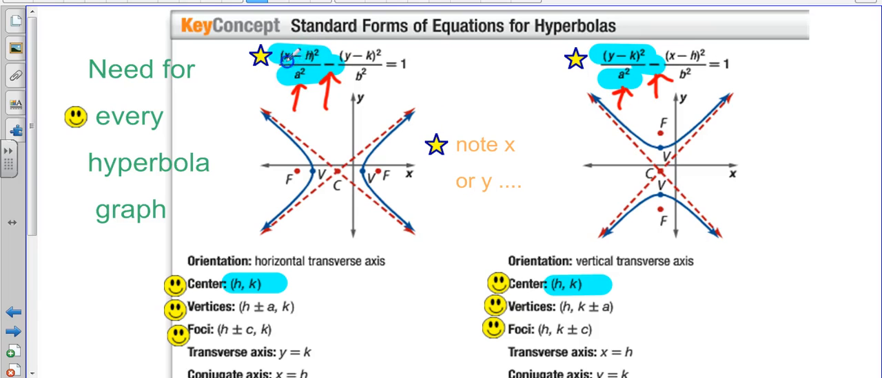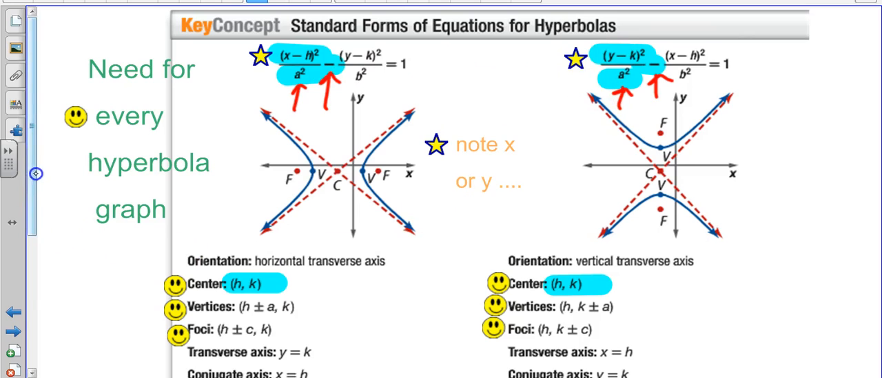x minus h being positive indicates that the hyperbola opens around the x-axis, or in that orientation, okay? It can shift up and down, so it's not actually around the x-axis. The y being positive out here in front indicates that it opens up and down. The U's open up and down around the y-axis direction, okay? But the a can be smaller than the b. It has nothing to do with size. It has to do with which one is under the positive.